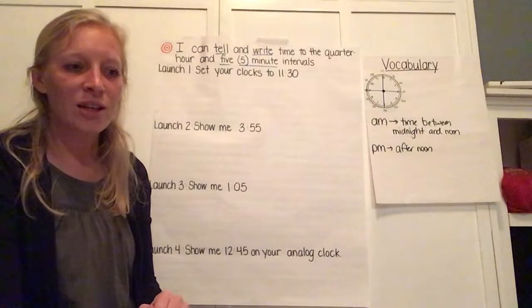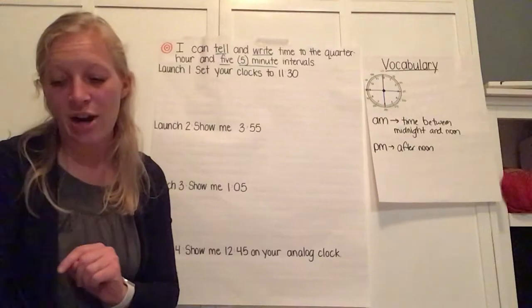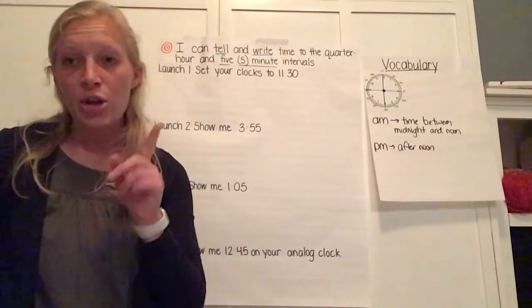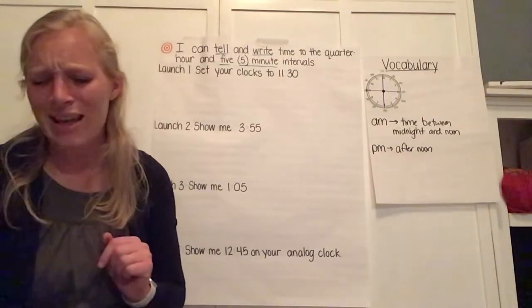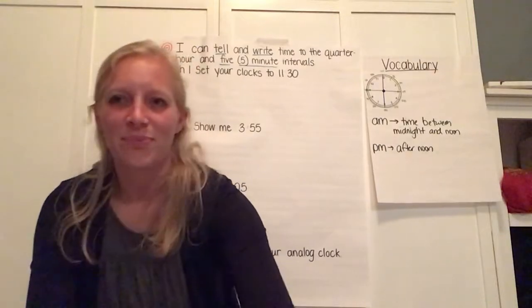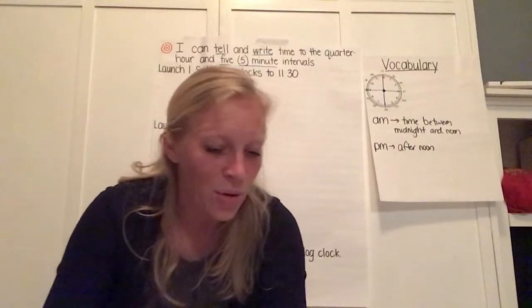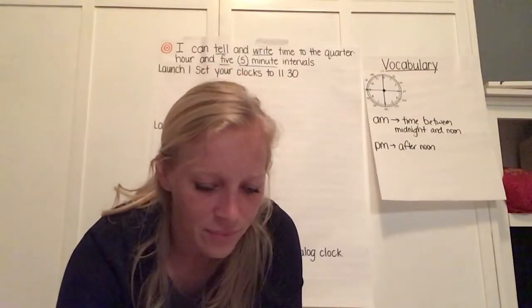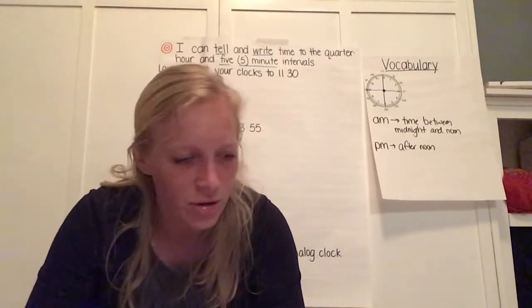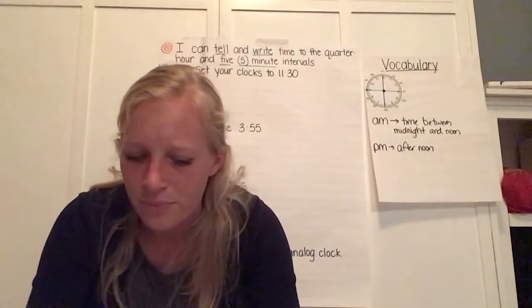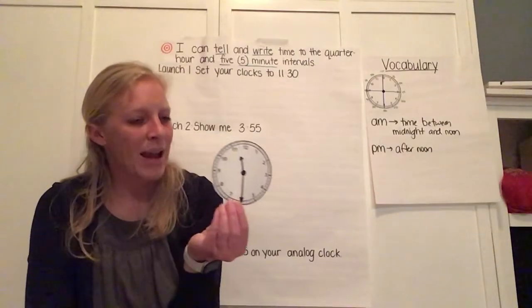Set your clocks to 11:30. Show me your digital time, or not your digital time. I'm showing you my digital time. You're going to show me your analog time for 11:30. What does that look like? Where is your hour hand when you're drawing your 11:30? Where's your minute hand when you're drawing 11:30? Let's take a peek at that. Where's my hour hand?